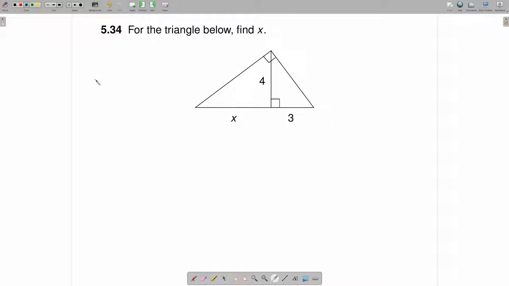For the triangle below, find x. There are actually three triangles in this picture. The larger one here. There is a medium-sized triangle, which is here. And then there is a smaller triangle right here. Now, these three triangles are similar, and here's why.